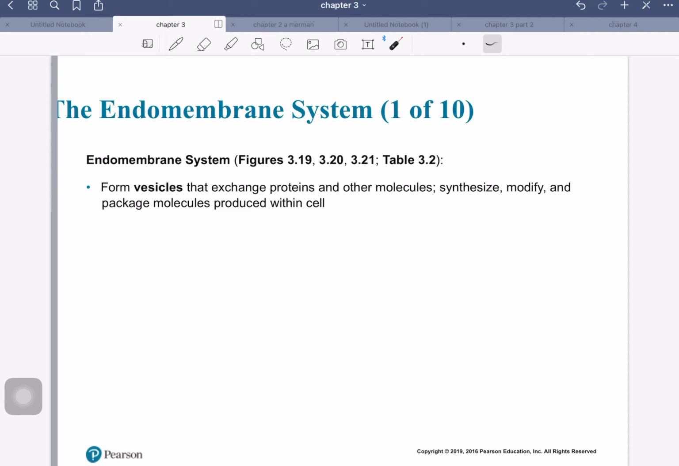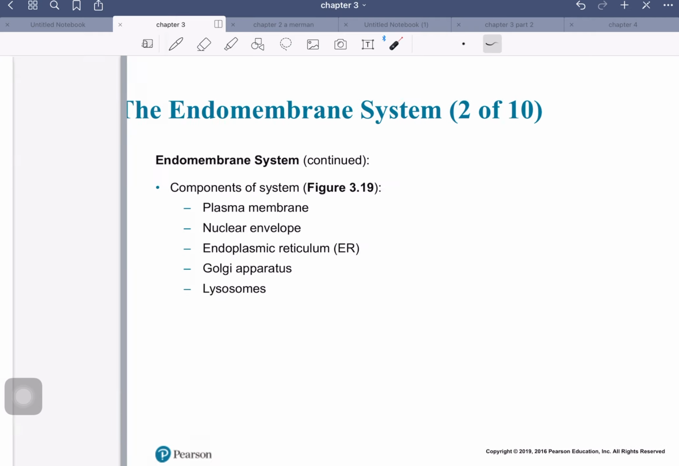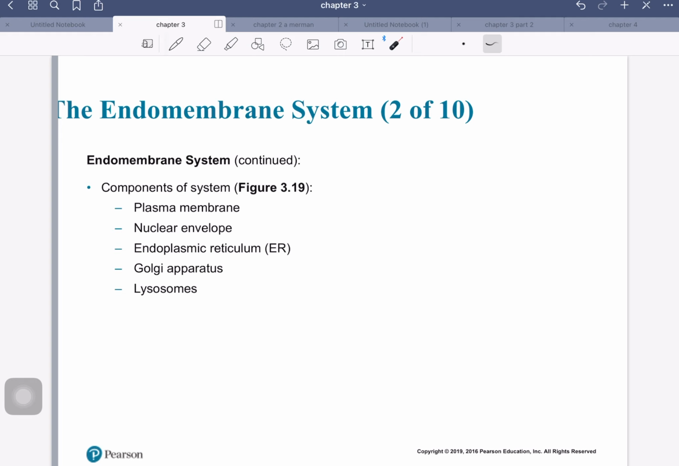In this video, we'll have a look at what we call the endomembrane system. This is a number of organelles that are functionally or structurally related to each other. And in the endomembrane system, we're often looking at vesicles as being part of this system. So let's hop in and look at what are the components of the system.